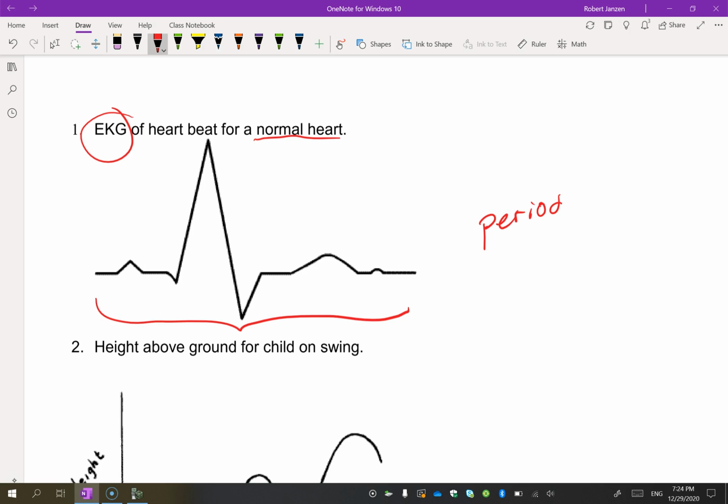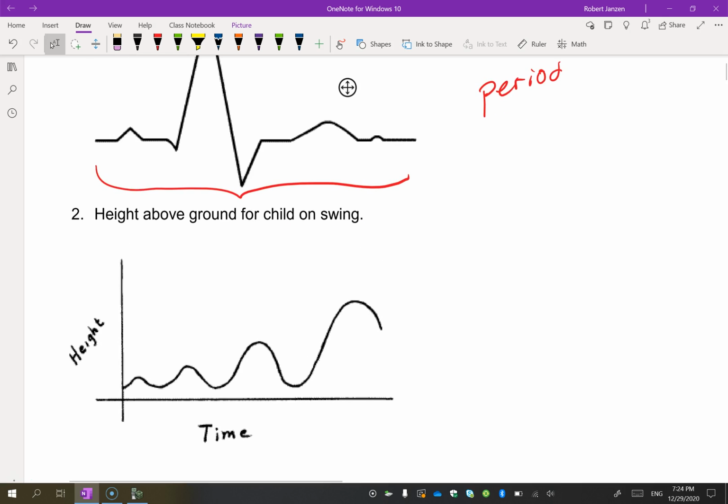Oops, my pen's not working. Okay, let's try the next one. This one is a child on a swing. So if you picture swinging back and forth, every time you're going to go up and then come down, up and come down. And as you swing and you gain momentum, you're going to go higher and higher in the air. And that's what you see here in this graph.